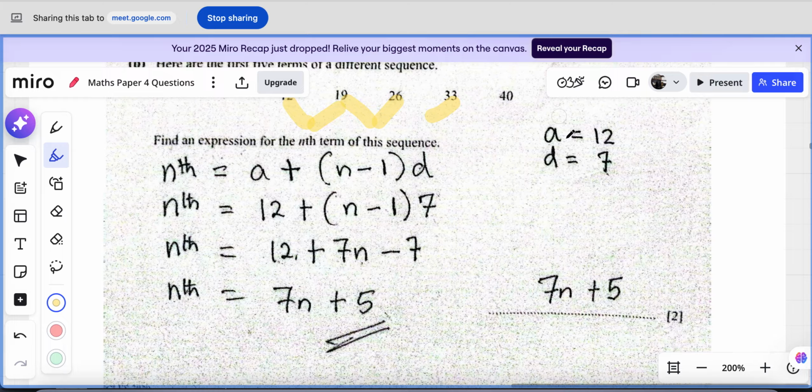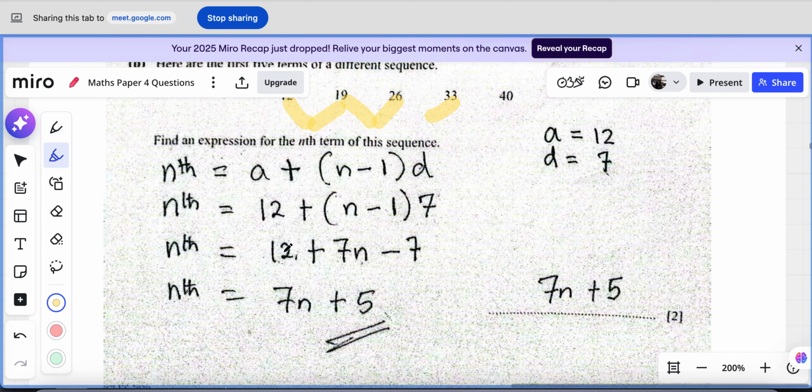How? You substitute 12 for the first term, you put it here in place of a, plus, then you open a bracket, n minus 1, times the common difference, which is 7. Remember, we don't know the number of terms. They want us to find an expression for the n-th term of the sequence. So we are looking for the n-th term of the sequence, so they will not tell you the number of terms.